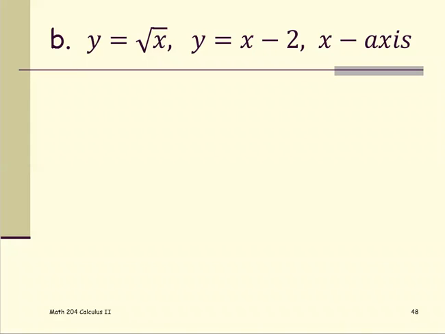y equals square root x, y equals x minus 2 and the x-axis. Y equals square root x. Not too bad. We know the graph behaves like this.